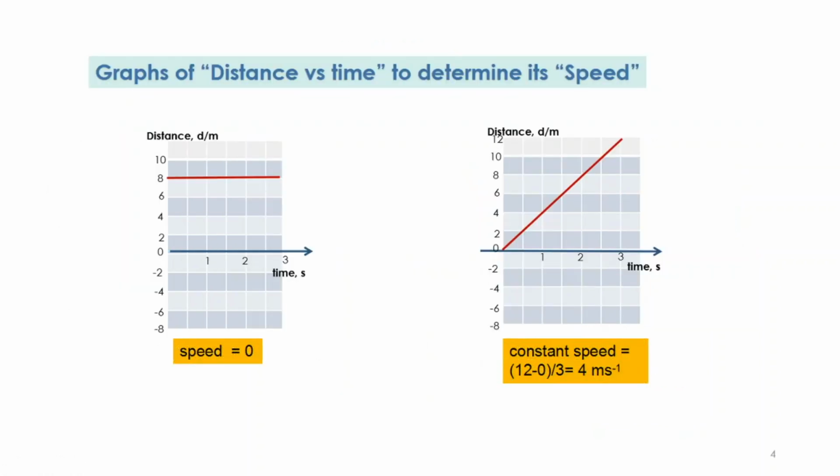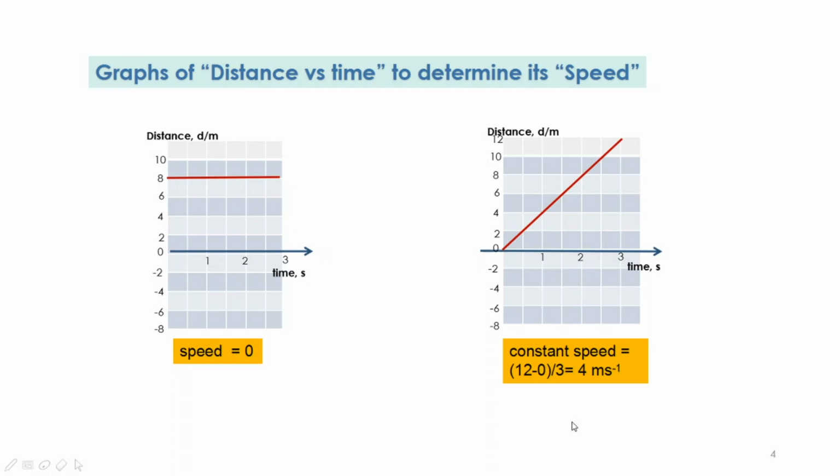We try to use the distance versus time graph to determine the speed. On the left graph, when time equal to 0 to 3 seconds, the distance is constant at 8 meters. Hence, the speed equal to 0. On the right-hand side of the graph, when time equal to 0, distance equal to 0. When time equal to 3, distance equal to 12. Hence, we can calculate the constant speed equal to 12 minus 0 divided by 3 equal to 4 meters per second. Note that distance is a scalar quantity. When time grows, distance cannot be shortened.